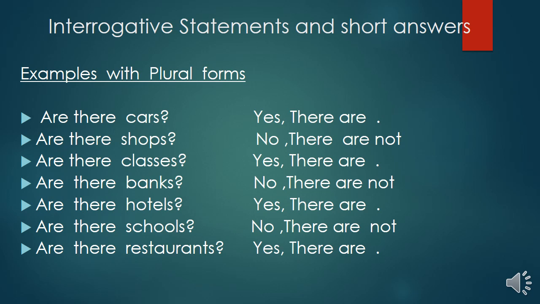Are there banks? No, there are not. Are there hotels? Yes, there are. Are there schools? No, there are not. Are there restaurants? Yes, there are. We hope this is very clear for you in the be verb series.